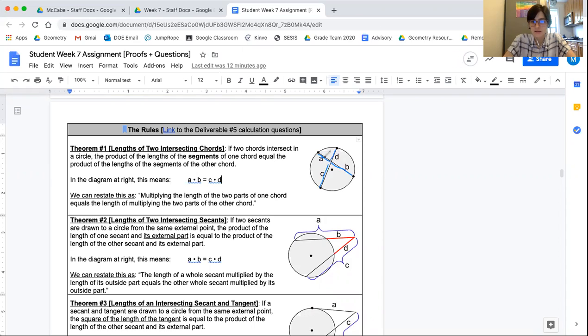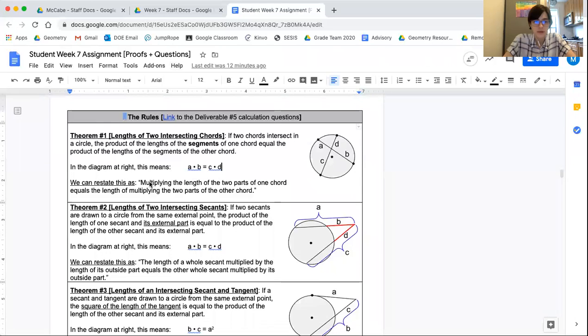This times this equals this times this, okay? So all of these theorems sort of have something like that going on. This one's about intersecting chords.